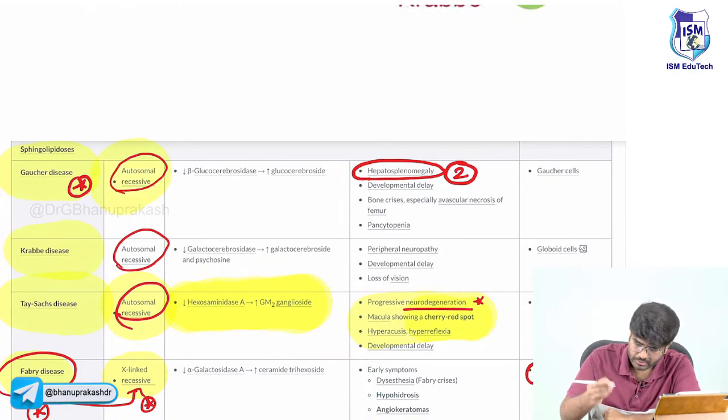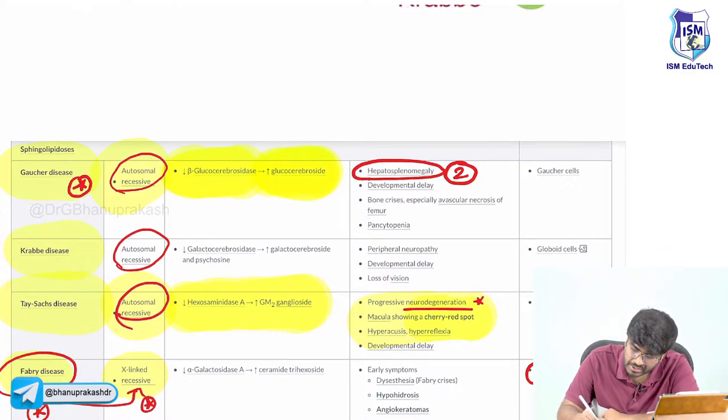Gaucher's disease, autosomal recessive, you know it. Deficiency of beta-glucocerebrosidase, so glucocerebroside levels are going to be elevated. The patient is going to have hepatosplenomegaly, the bone crisis, bone pains. Okay, bone pains. Very, very important MCQ.